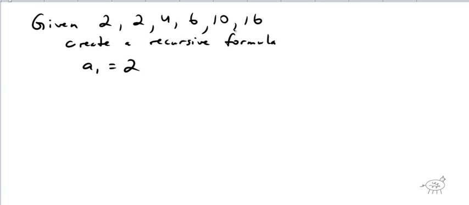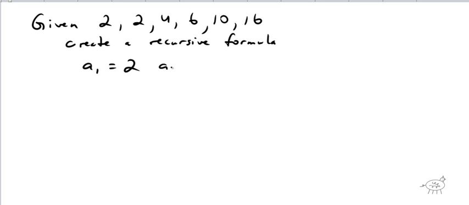So you look a little bit broader and say, well, wait a second. If I add 2 plus 2, I get 4. And then if I add 2 plus 4, I get 6. And 4 plus 6, I get 10. And 6 plus 10, I get 16. Oh, I'm adding the first and second terms together. So that's what you're going to do. You're going to add the first and second terms together.